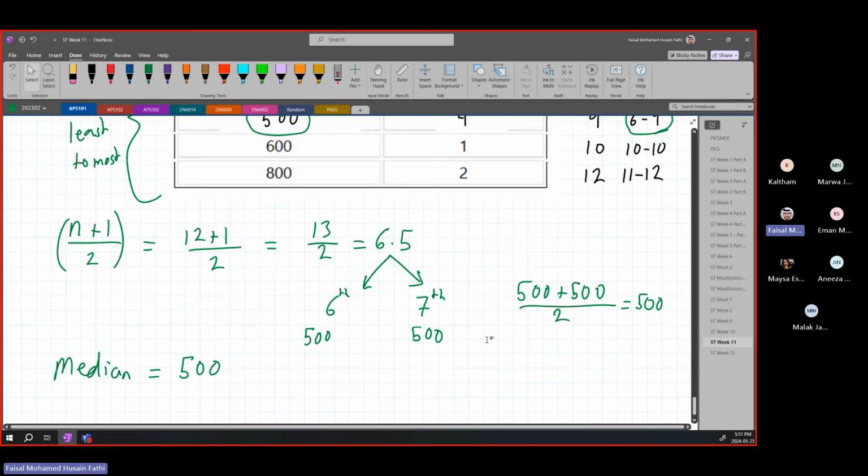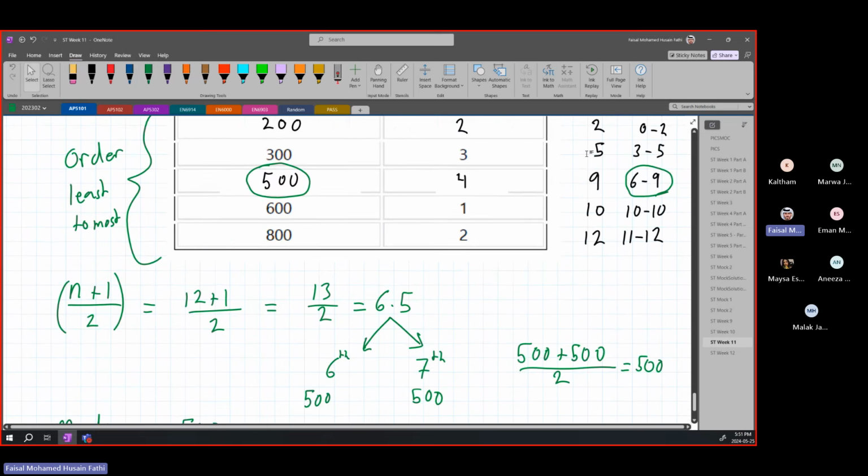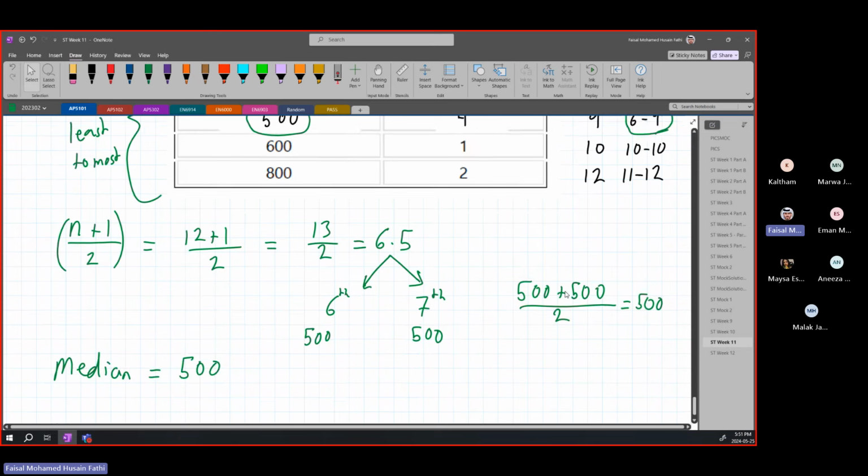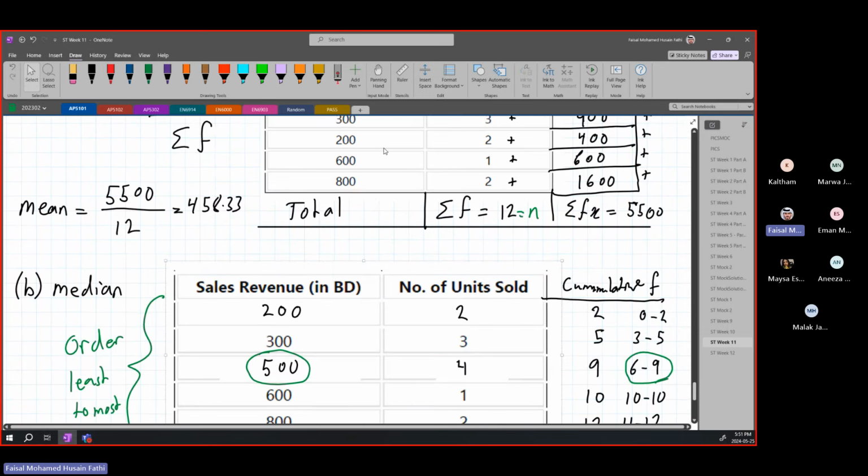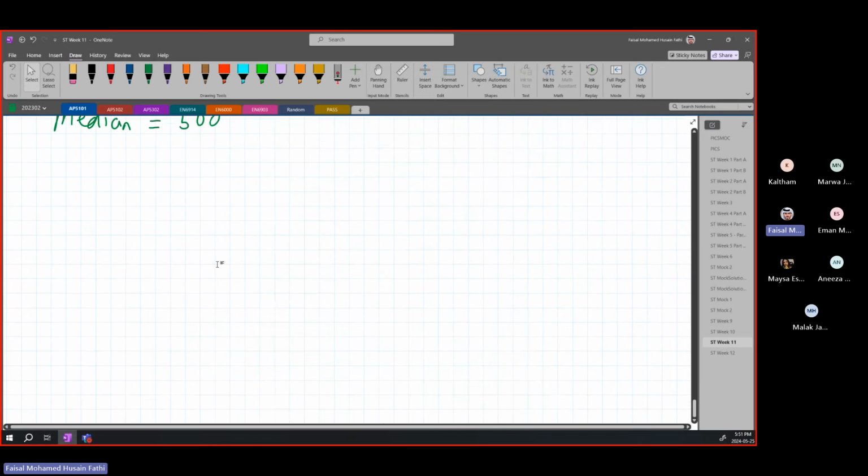So this is how you use your cumulative frequency to know where your number lies in between, and how to find your median. And then the last thing, which is the easiest part, is just the mode.